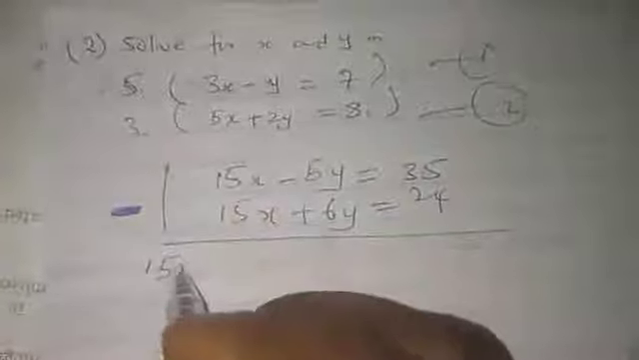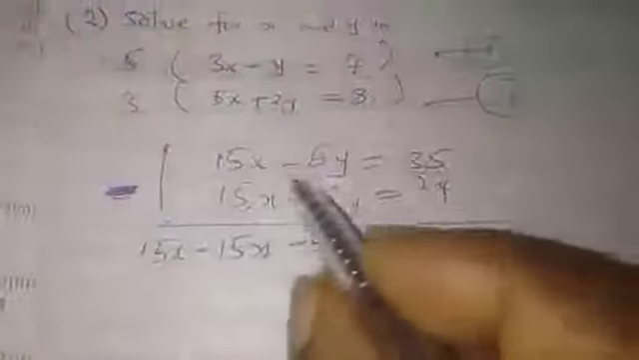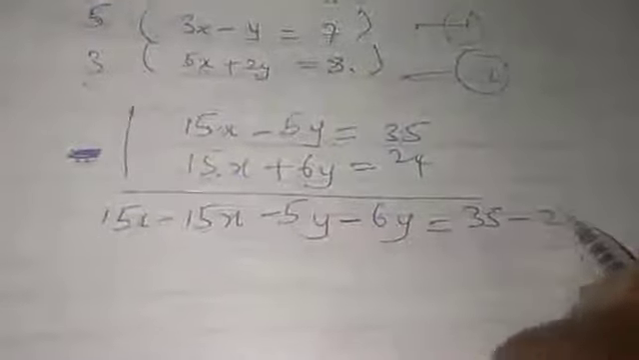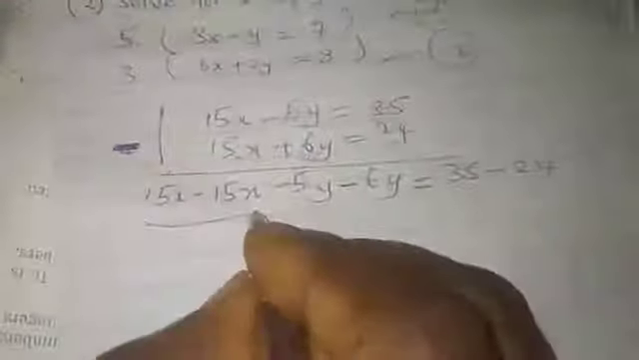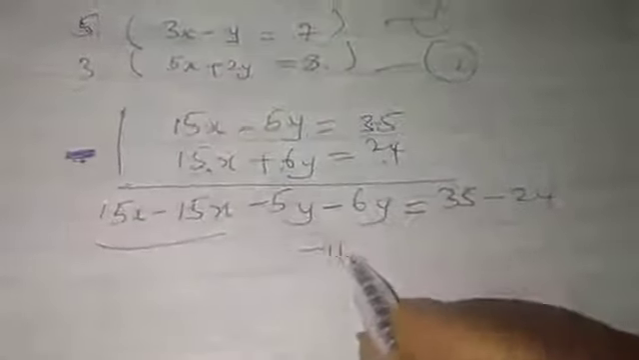So that is 15x minus 15x, this minus this, followed by minus 5y minus 6y, equal to 35 minus 24, this minus this. So this minus this is gone. What we have left here is minus 5y minus 6y. That will give me minus 11y equal to.